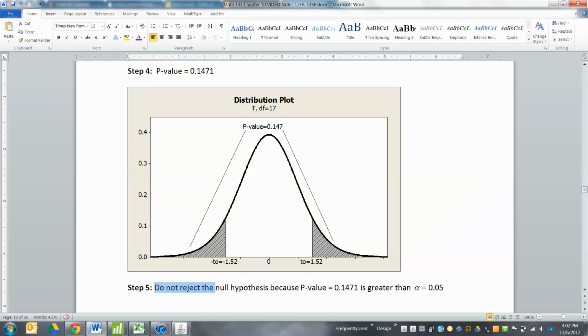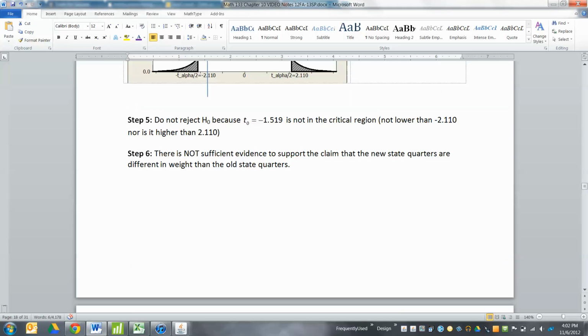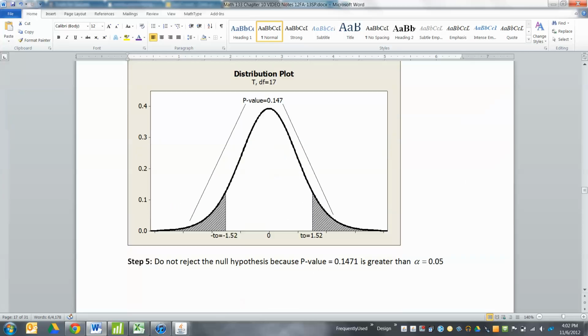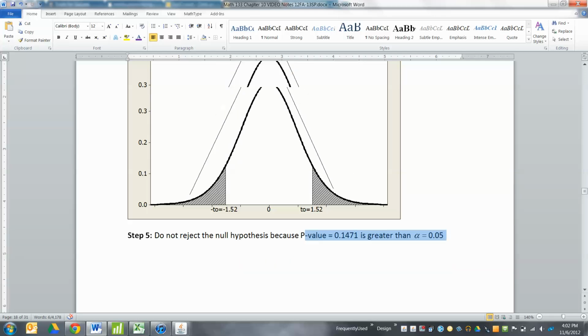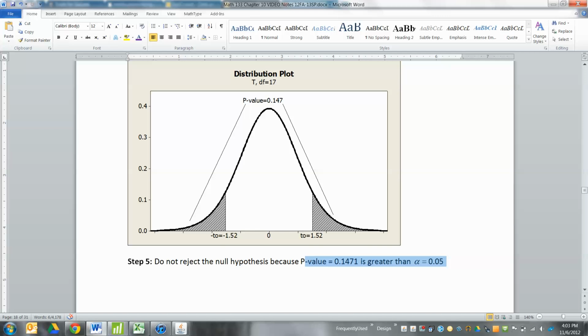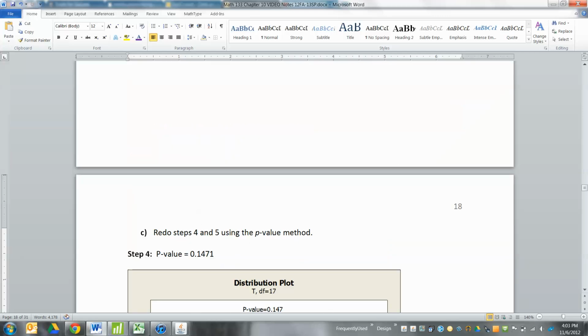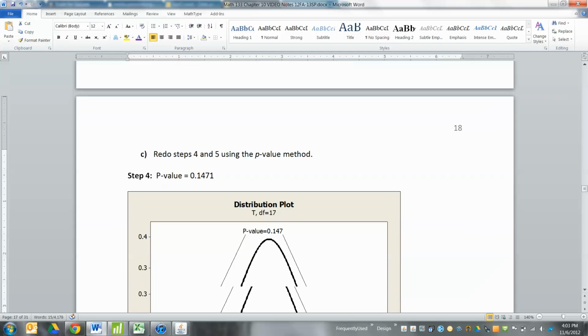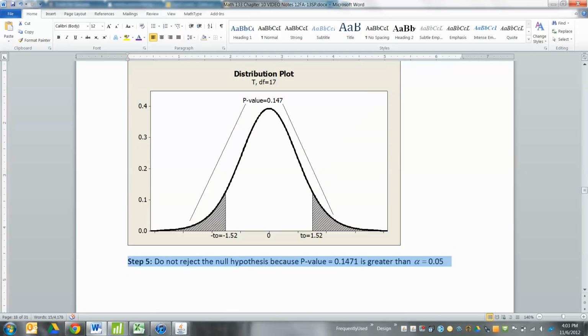Notice again, we do not reject the null hypothesis. We didn't reject it up here with the classical method, so we're not going to reject it here with the p-value method. This time, though, it's because the p-value is larger, 0.1471 is larger than alpha equals 0.05. Okay, so again, reiterating, if you don't reject one method, you won't reject the other method. The p-value method is the one the calculators and computers give you, so you're going to see it more often, and it's actually a lot easier because all you do is look and see if that p-value is less than alpha.